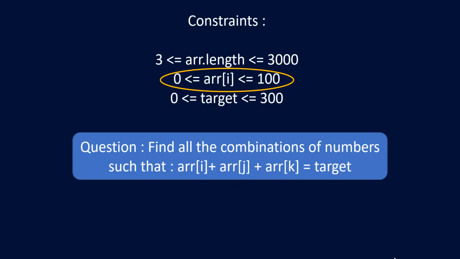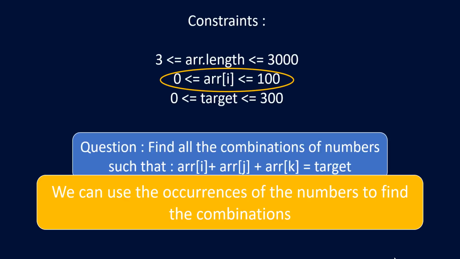Now, what do we need to find? We need to find all the combinations of numbers such that the sum of those numbers is equal to the target that is given to us. And so, we can use the occurrences of those numbers to find the combinations. We do not have to iterate over all the numbers all the time.